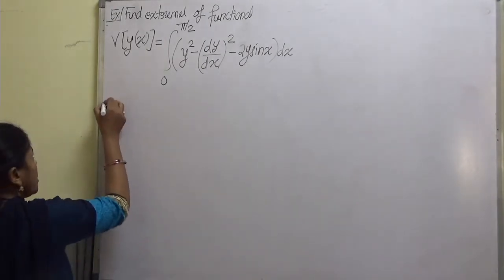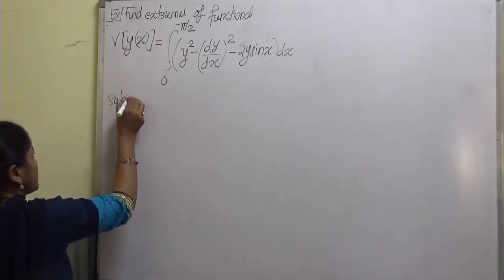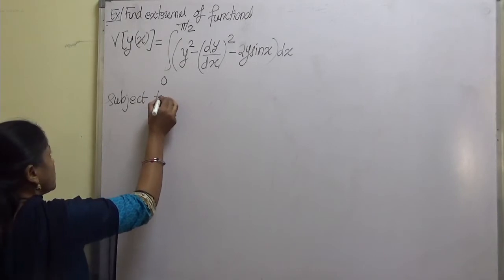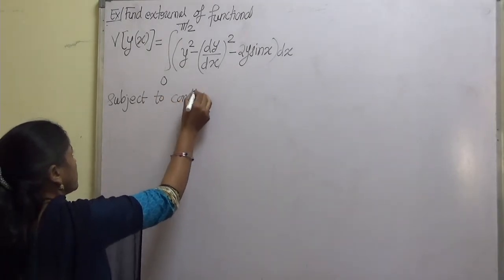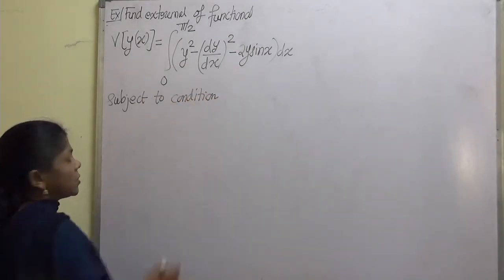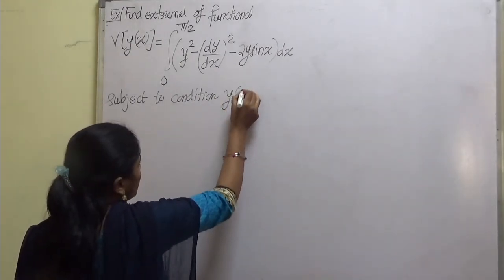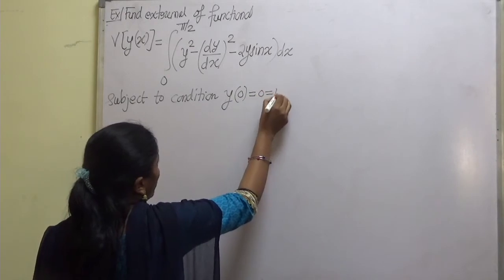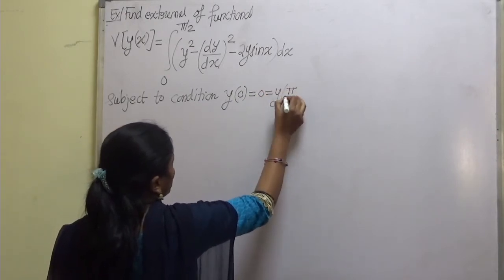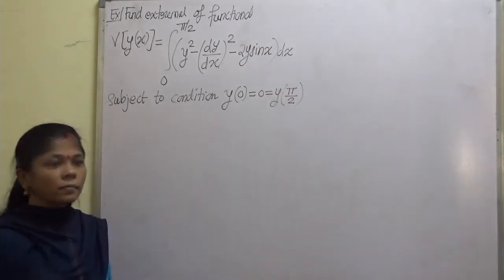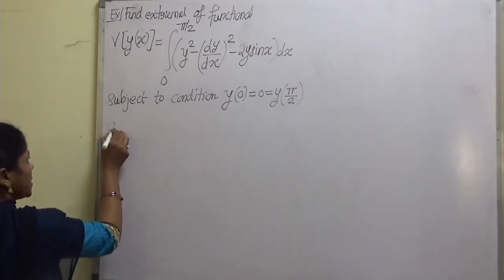Subject to the condition, what is the condition given? Y of 0 is equal to 0 is equal to y of pi by 2. So let us start with the solution.